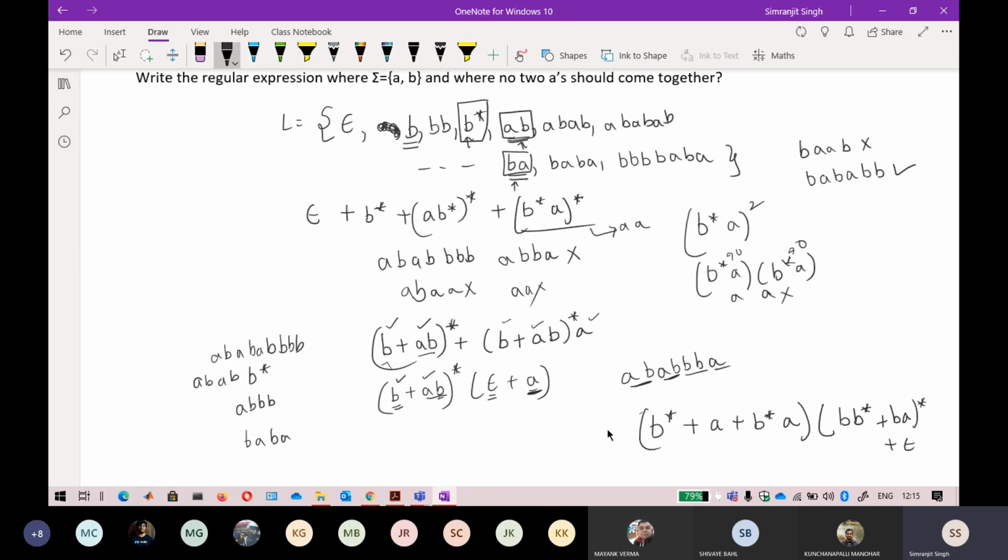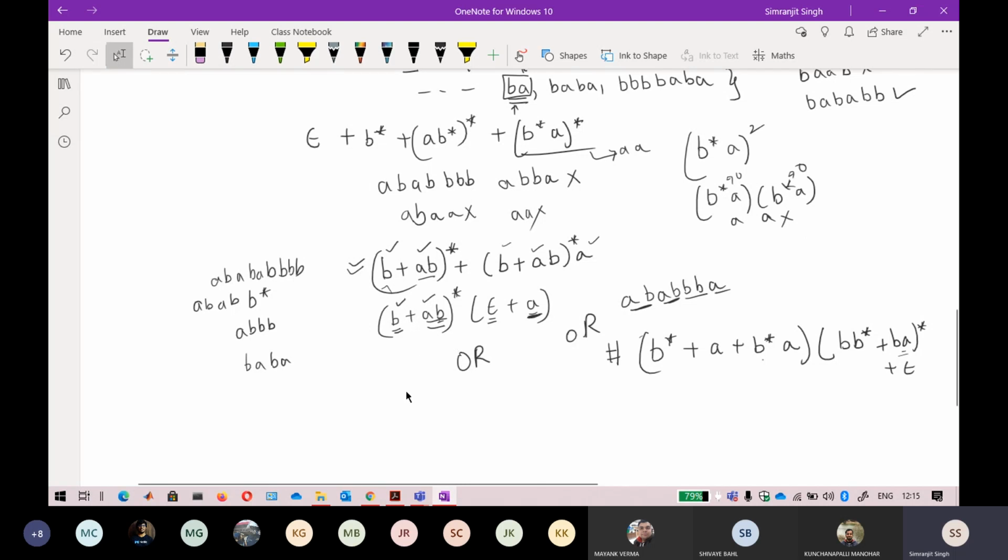We have tried giving many strings to it, and for all the strings in which no two A's come together, it holds. So that expression is also correct. You can either write like this or like this. This expression has used the building block of BA, whereas I have used the building block of AB. In a similar way, I can also use the building block of BA.